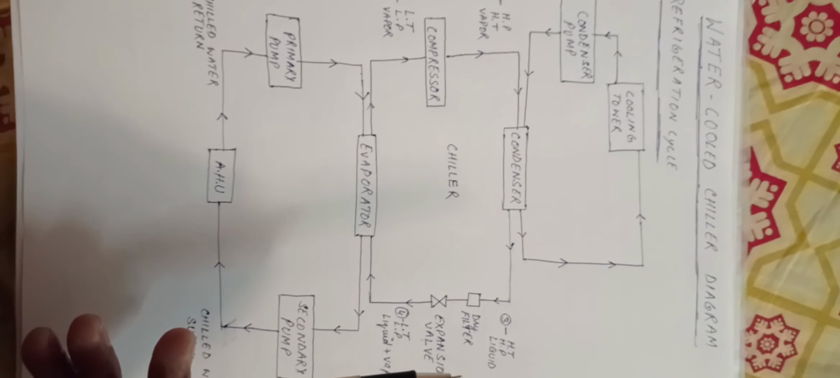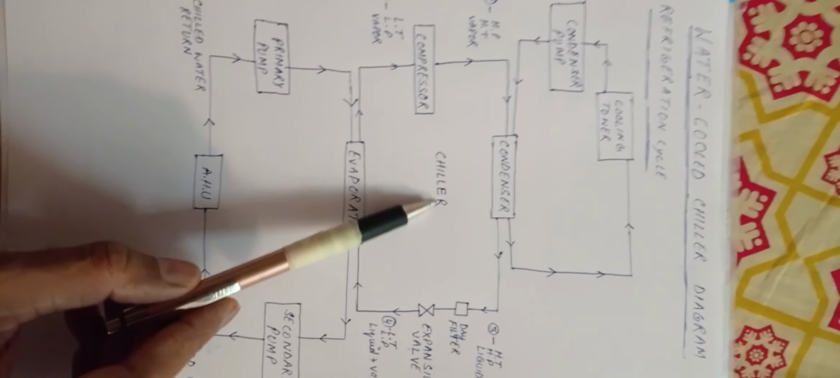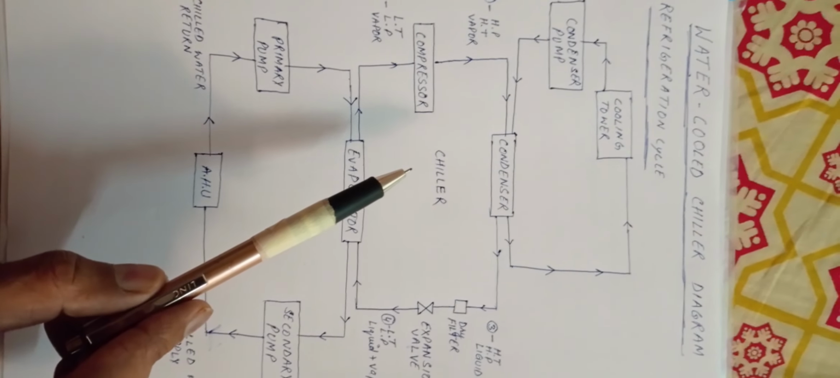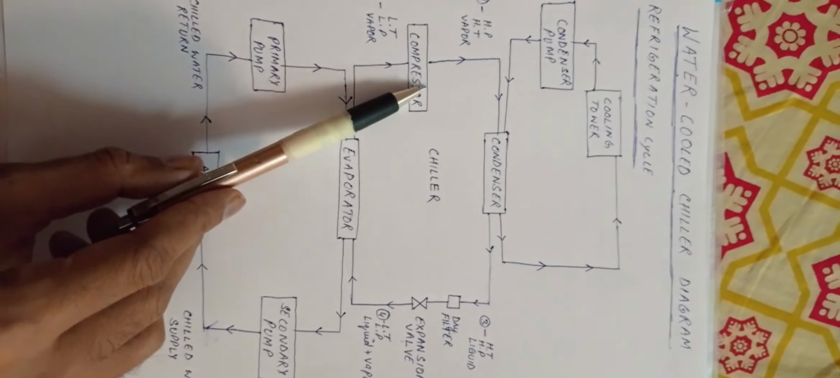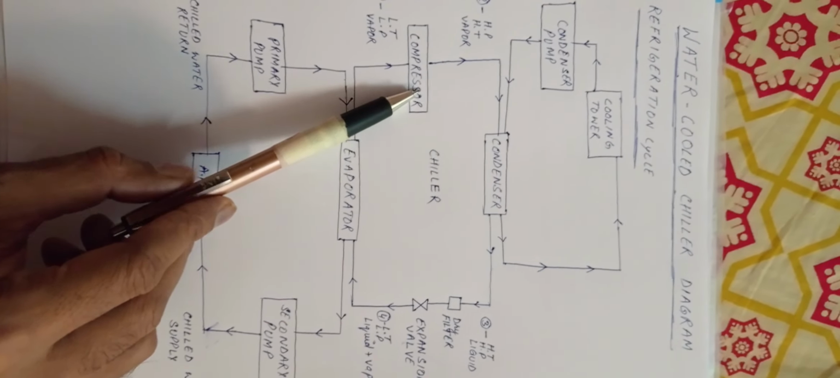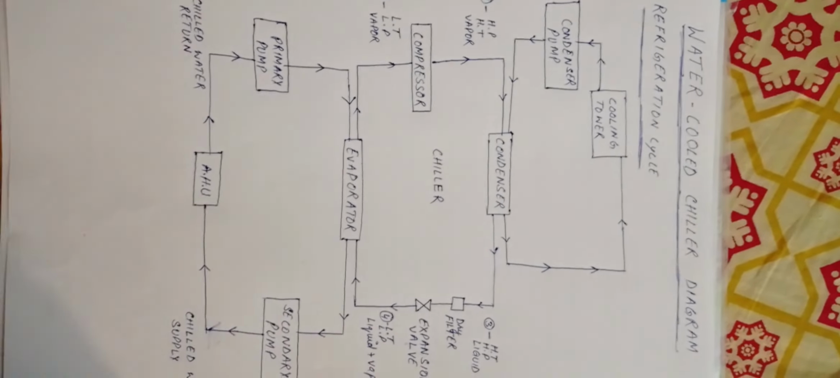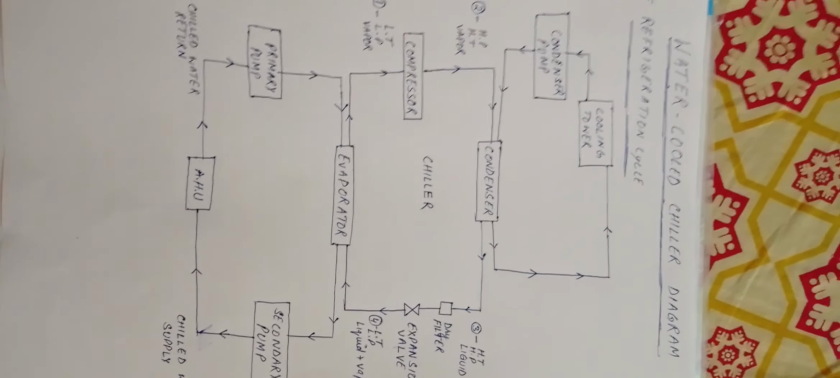Today our topic is the refrigeration cycle. We will discuss how the chiller works. There are four major components in the chiller cycle. First is the evaporator, second is the compressor, third is the condenser, and fourth is the expansion valve. These are the four major components in the chiller.